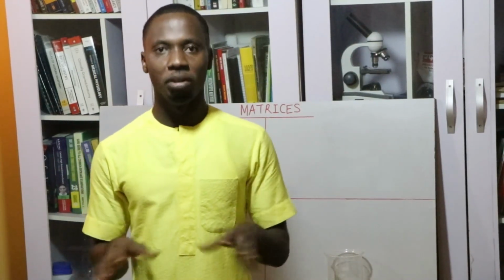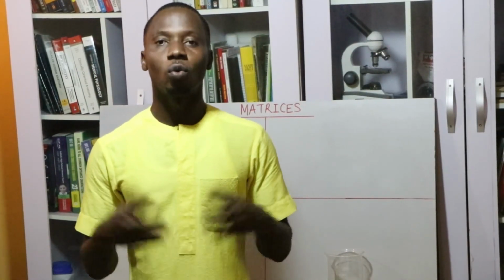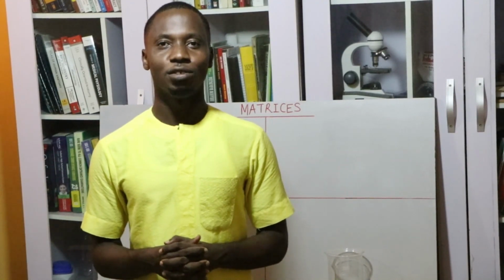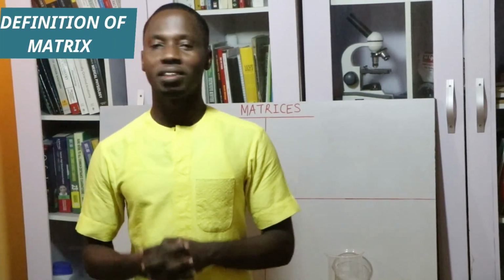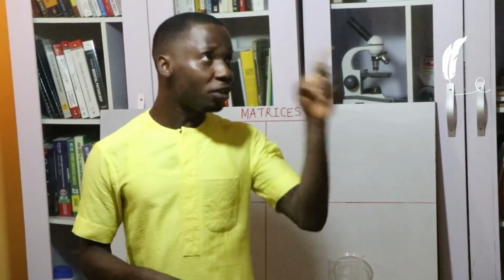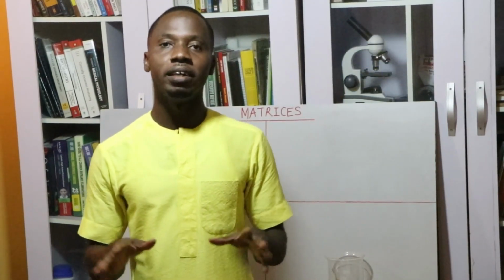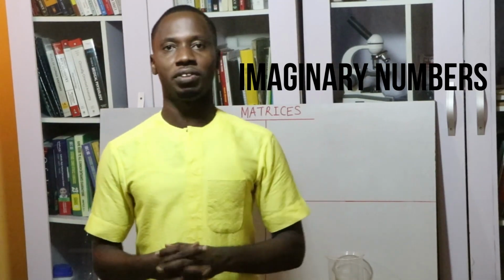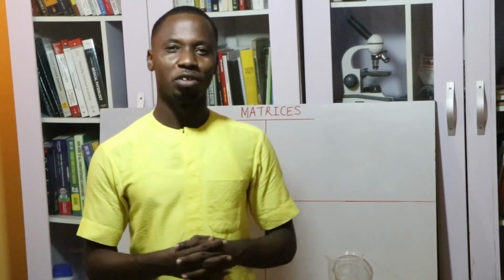Now, we're going to be talking about four things in matrix. One, what matrix is. Two, the definition of matrix. Three, the order of matrix. And lastly, real and imaginary numbers. What is matrix really? I have a very short demonstration for you so that you can appreciate what matrix is.